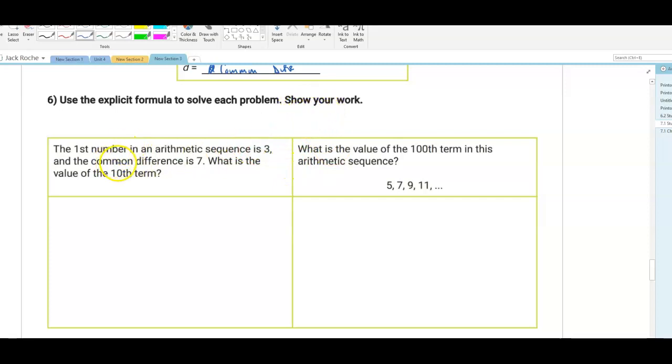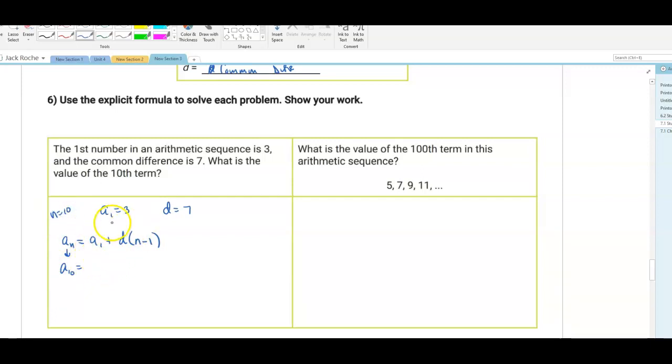Okay? So with this, use the explicit formula to solve each problem. Show your work. If the first term of an arithmetic sequence is 3, and the common difference, D, is 7, what is the value of the 10th term? Well, right away, I write my formula: A sub n equals A sub 1 plus D times n minus 1. I'm looking for the 10th term, so that tells me n is 10.